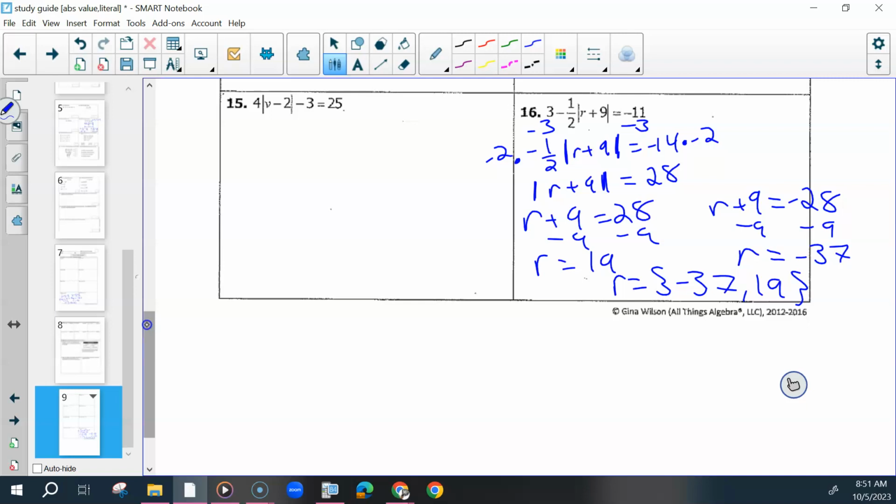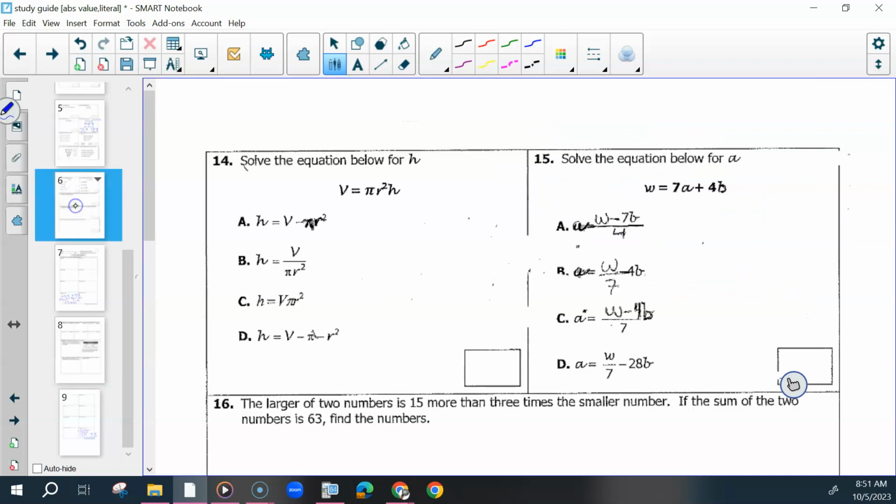Questions on 16 before we move on. There aren't many literal equations in all of this, but if you go through the pages and find the page where 14 and 15 are on top, those are both literal equations. In hindsight, I should have numbered these pages, but I didn't. Do we have questions on either of those?